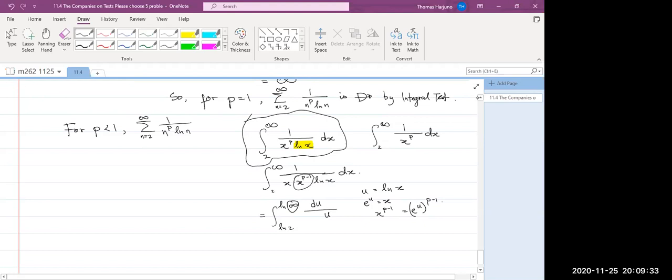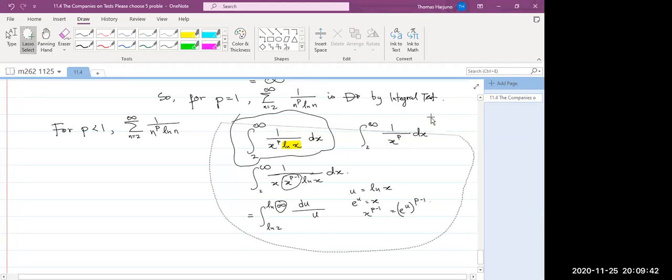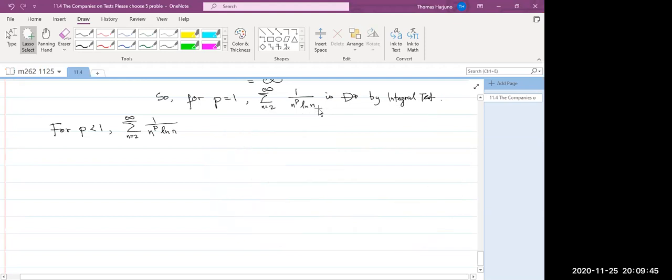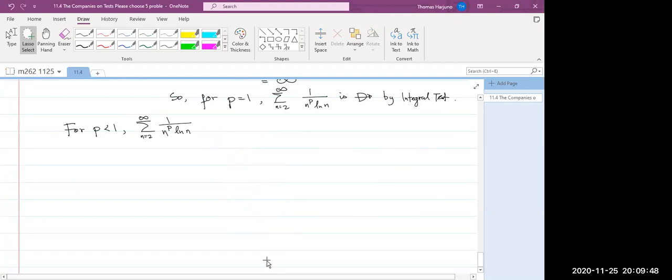What should we do? Actually, I have interest in this question because of this part. What happened when p is less than 1? I don't want to do that.